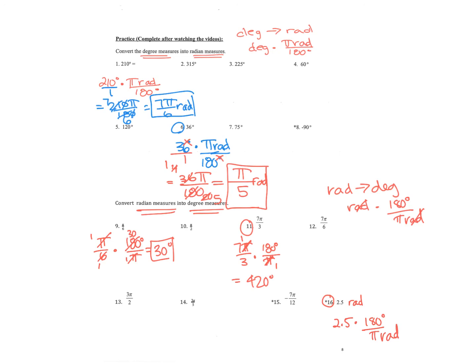So my radians cancel. This is 2.5 radians, so my radians are going to cancel. Notice I don't have a pi to cancel. This is completely done on my calculator. I multiply my numerators. So I would do 2.5 times 180 on my calculator. Please do that at this time. And then divide by pi on your calculator. You should get approximately 143.23 degrees. So this would be my answer. This is how I would handle it if I didn't have a pi to cancel.